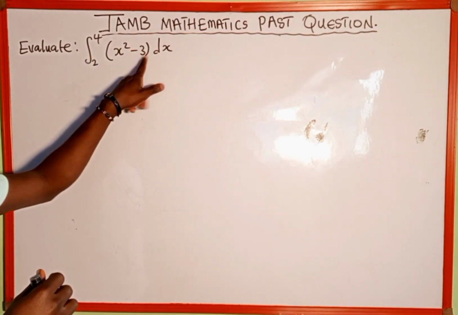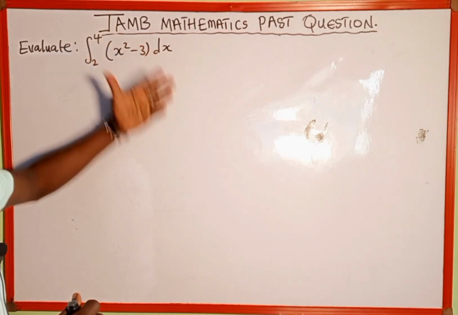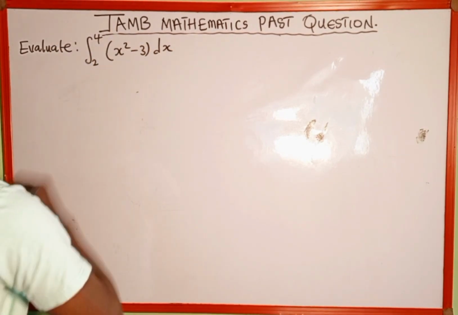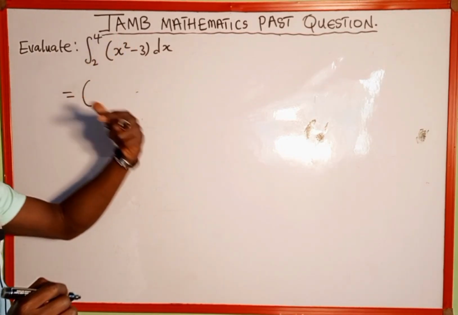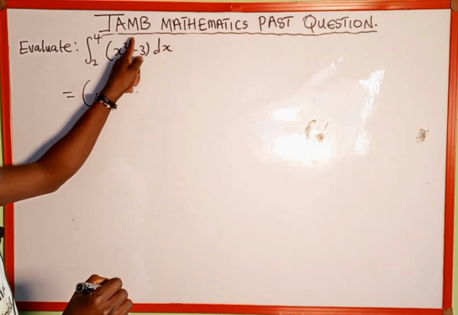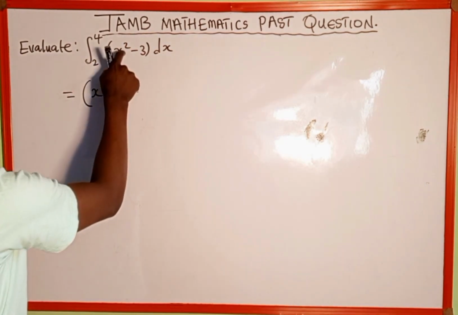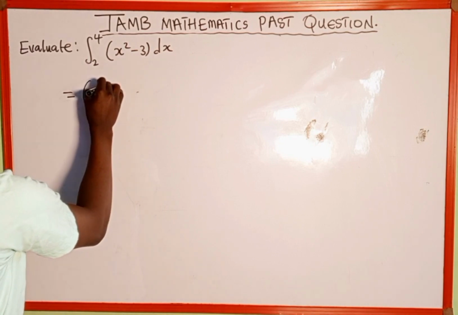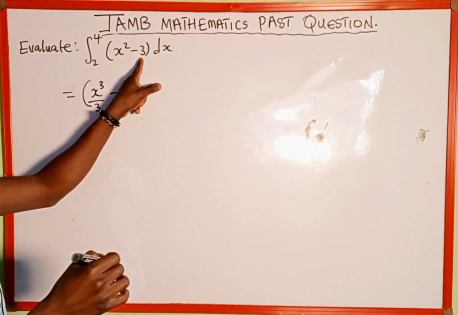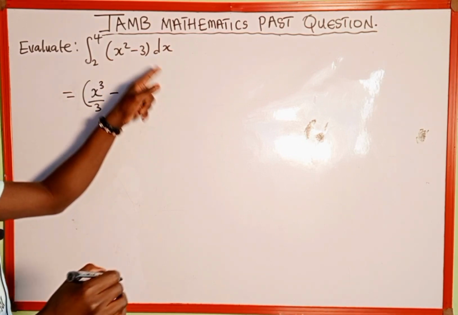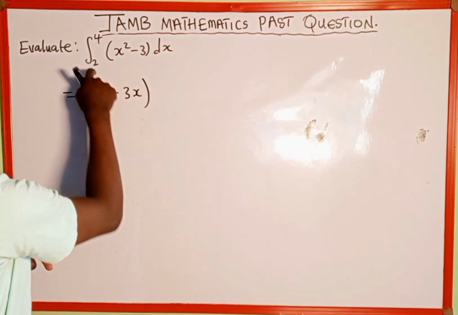Evaluate the integral of x to the power of 2 minus 3 with respect to x, and the limit is from 2 to 4. So this is integration. To integrate this, we open a bracket. To integrate x to the power of 2, remember our power rule of integration, we add 1 to the power, divided by the new power. So this is going to be x, 2 plus 1 gives us 3, and everything all over 3, then minus the integration of 3 with respect to x, which is just multiplying x by 3, giving us 3x.